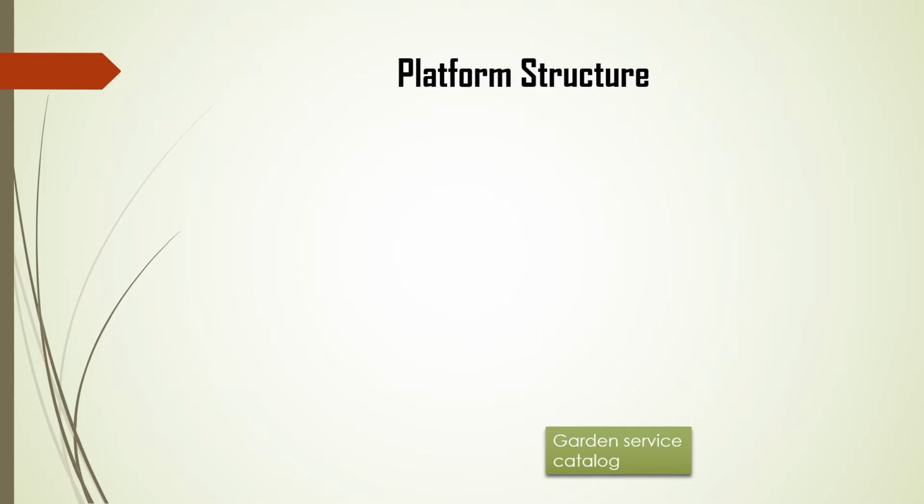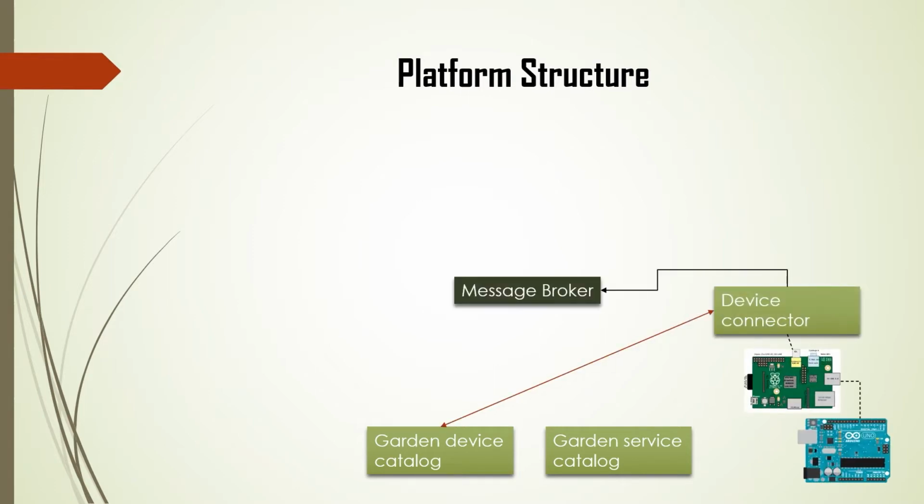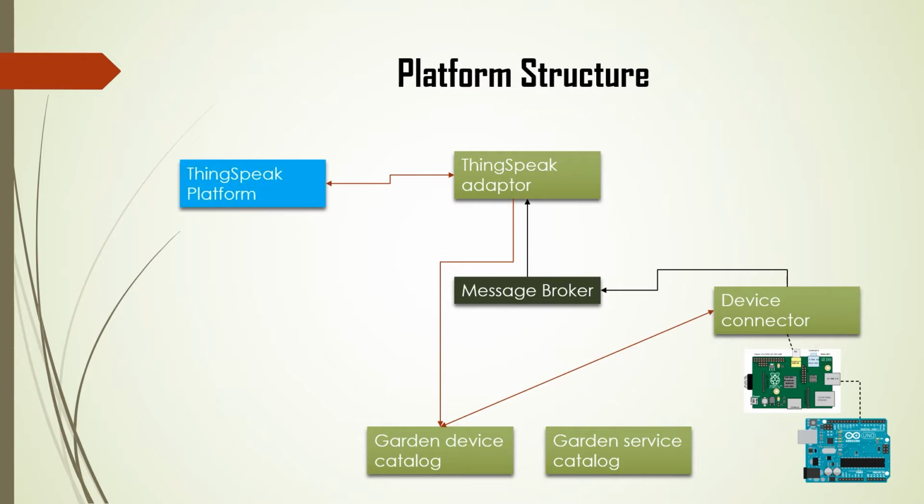The device catalog acts in the same way, and the device connector is responsible for registering the active devices. The FinSpeak adapter discovers that the device is active from the device catalog and registers to the related topics. When it receives data, it sends them through a GET request to the FinSpeak platform, which is used as a database.